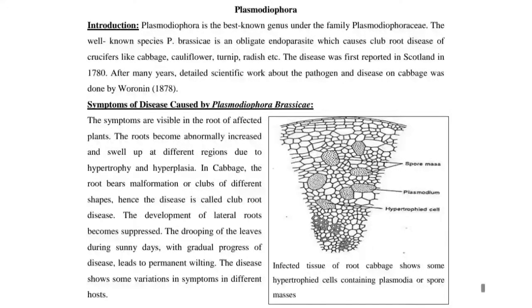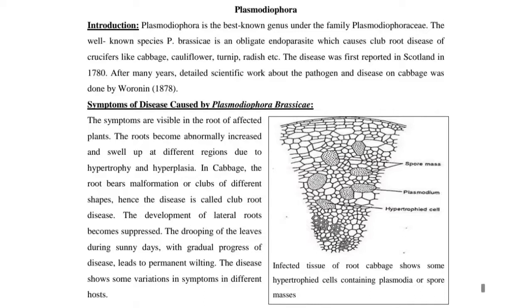Plasmodiophora. Introduction. Plasmodiophora is the best-known genus under the family Plasmodiophoraceae. The well-known species P. brassicae is an obligate endoparasite which causes club root disease of crucifers like cabbage, cauliflower, turnip, radish, etc. The disease was first reported in Scotland in 1780. After many years, detailed scientific work about the pathogen and disease on cabbage was done by Woronin, 1878.